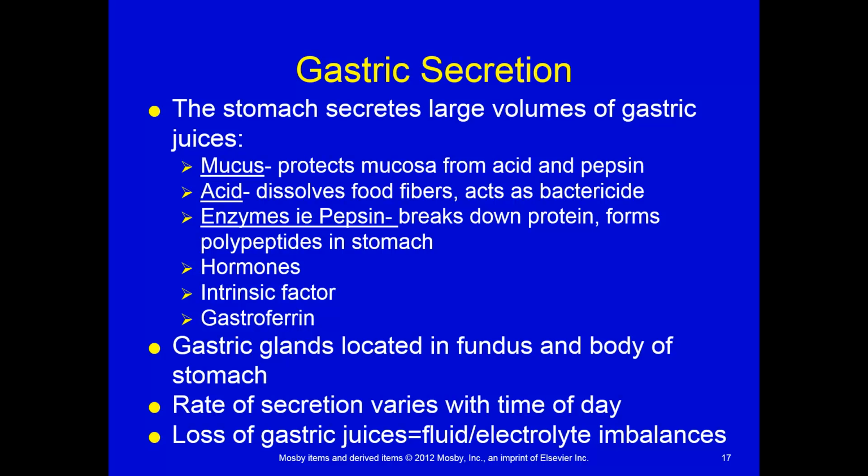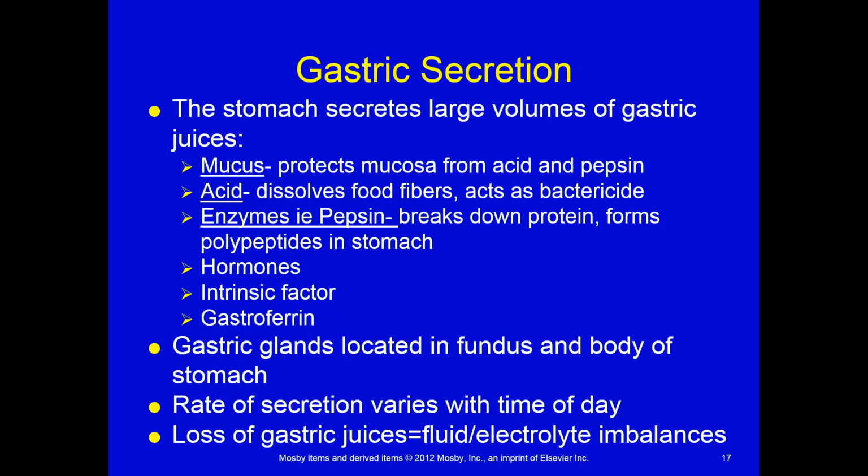Most of the gastric glands are located in the fundus and the body of the stomach. The rate of secretion certainly does vary with these juices, depending on what time of day you're talking about. When do you think our gastric juices are the highest? Anybody have a guess?